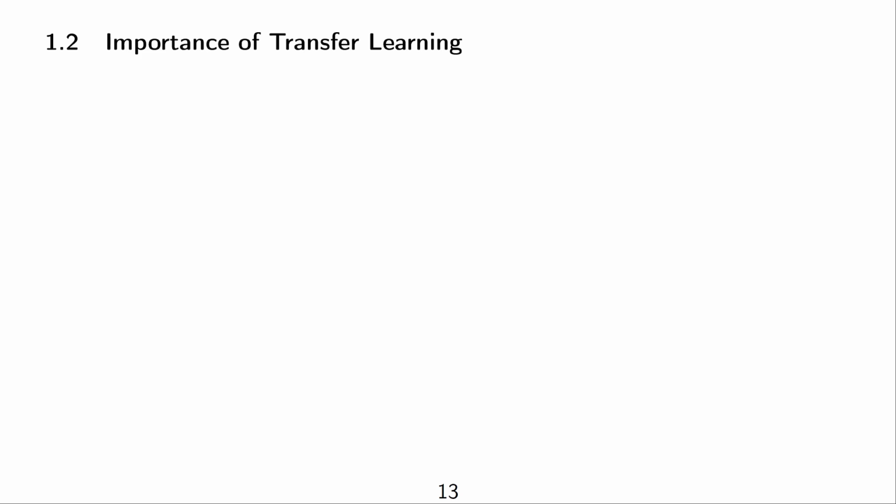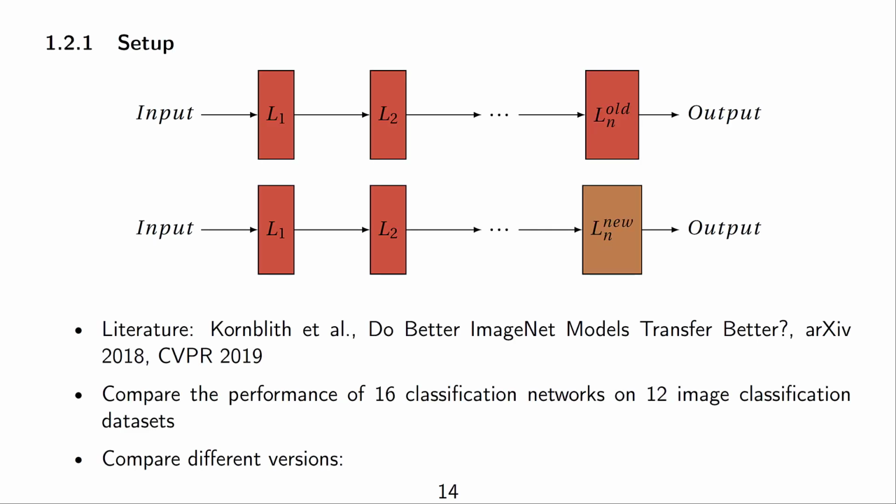Next, we want to look at the importance of transfer learning. As a reminder, we start with some pre-trained network. Again, let's assume there's some input image and we have some image classifier. So there are going to be several layers, layer 1, layer 2, and then there will be the last layer. And the last layer computes some output depending on the number of classes. Typically, we'll do ImageNet pre-training, so this will be a classifier that computes 1000 outputs.